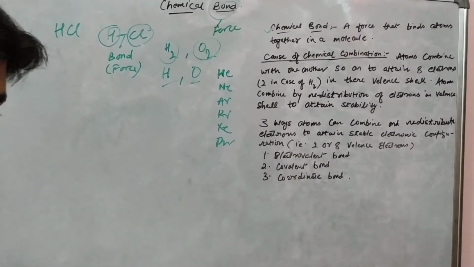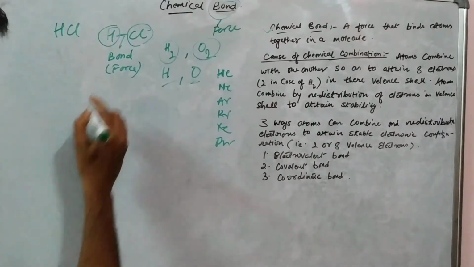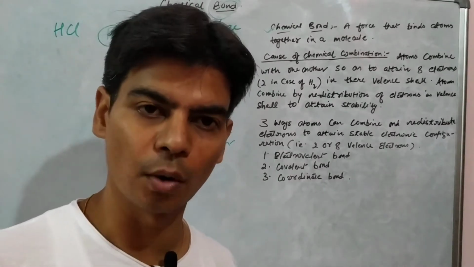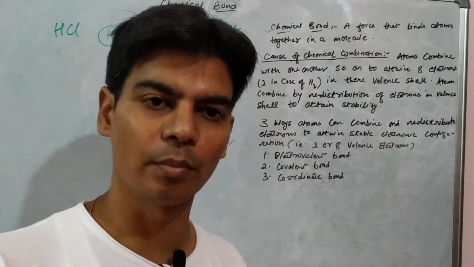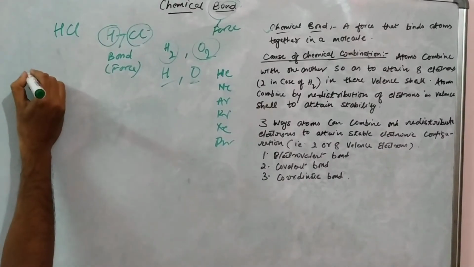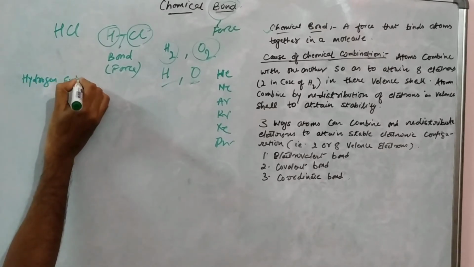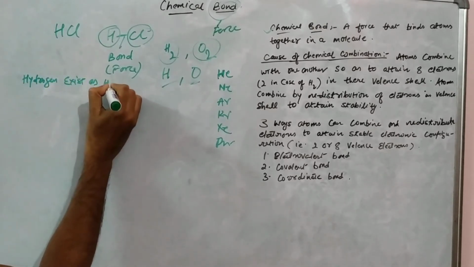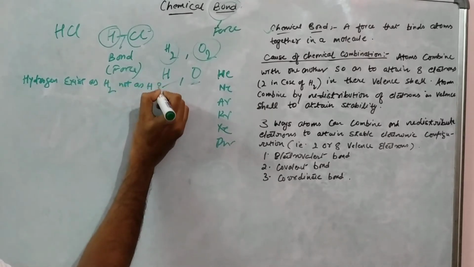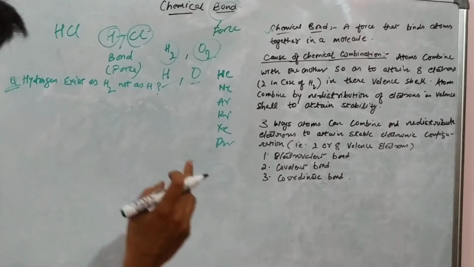We said that hydrogen does not exist as H, as in its monoatomic form. It exists in its diatomic form. That is, hydrogen exists as H2, not as H. This is the question. Let's find the answer to this question.